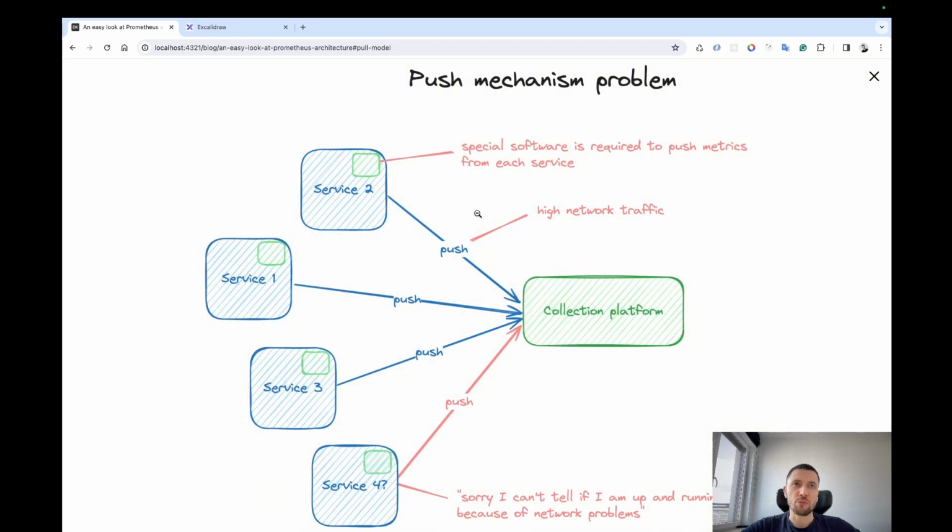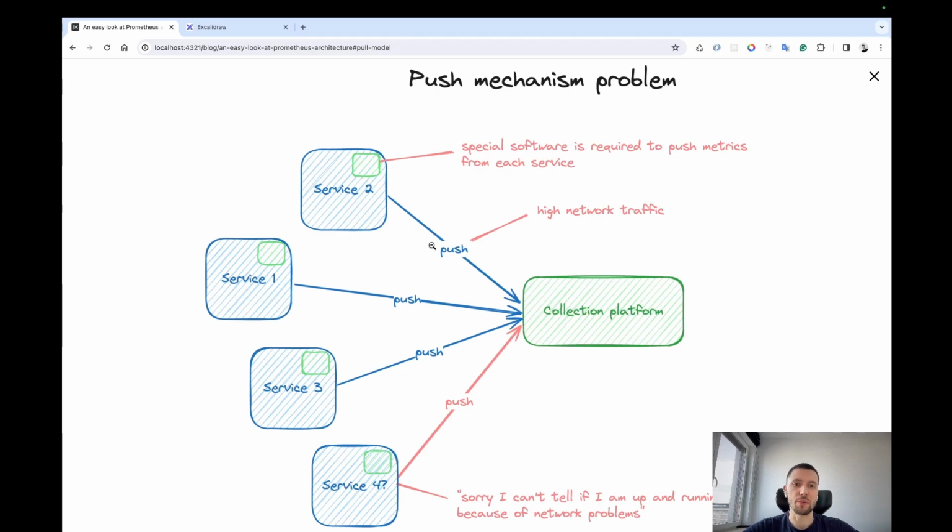Let me show you how push mechanism works and describe its problems. Push model includes a single collection platform where all your services push metrics. This approach requires a special software to be installed to push metrics from each service. Another problem is network overhead.